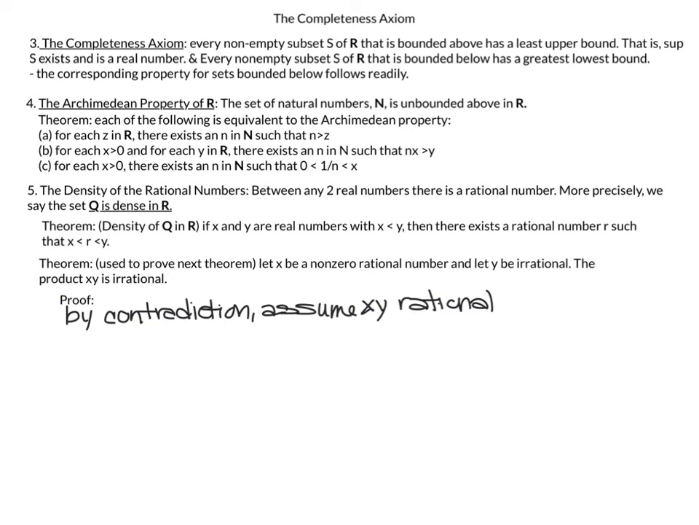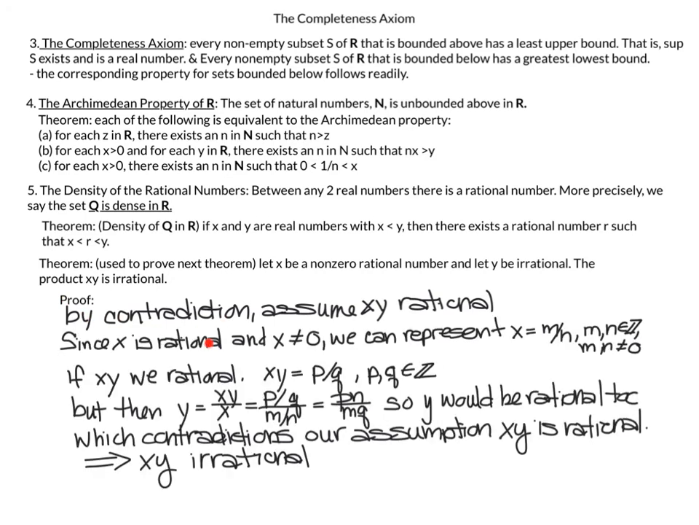We will do a proof, which will be a proof by contradiction. Since x is rational and x is not equal to 0, we can represent x as equal to m over n, where m, n are integers and not equal to 0. And we assume that xy is rational. So if xy is rational, then xy is equal to p over q, where p and q are integers.